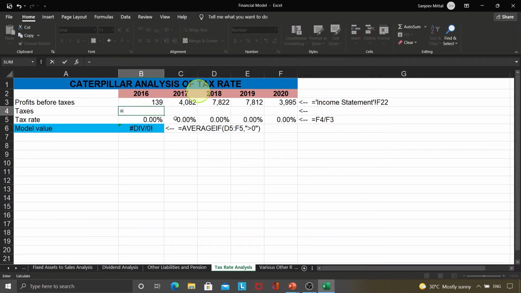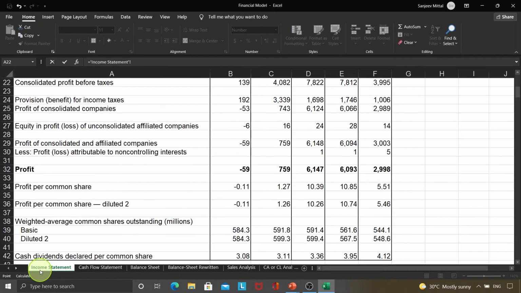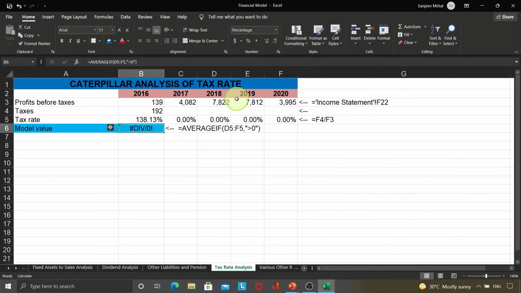After that, I can simply put in the taxes, and the tax amount again can be found from our income statement. This is the tax amount. Now, if I find our tax rate, you can see that the tax rate in 2016 is much higher. This is one thing you need to understand and note: the profits as per the income statement may not be used for taxation purposes, because under the income tax laws there are different deductions and different additions while finally computing the taxable income.